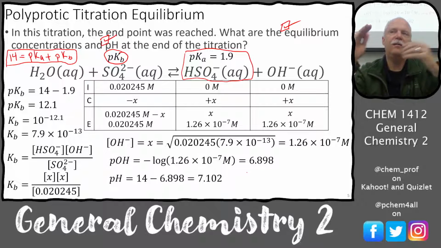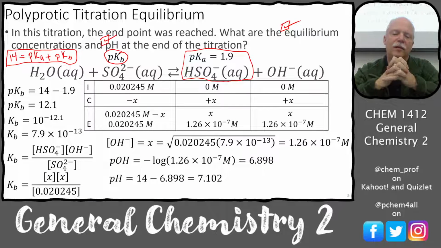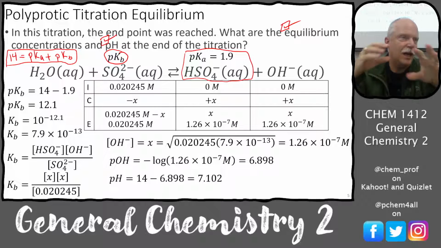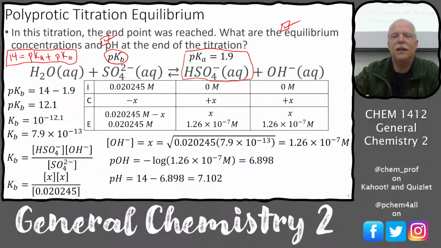So notice we hit the endpoint, and we have canceled all the acid with the base, and we're pretty close to pH neutral, around 7, which would be pure water. We're slightly higher than that, so it's slightly basic. Okay. So that's the polyprotic titration equilibrium. And this is at endpoint.